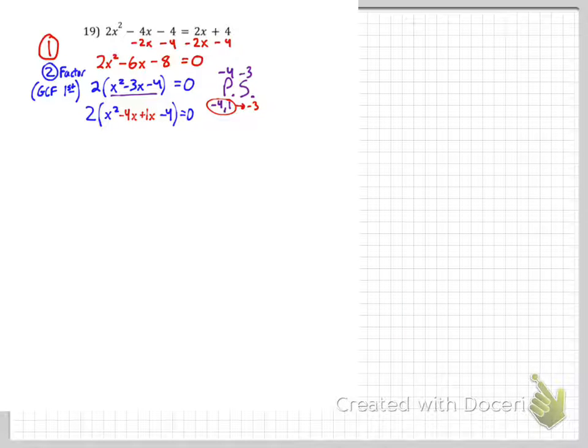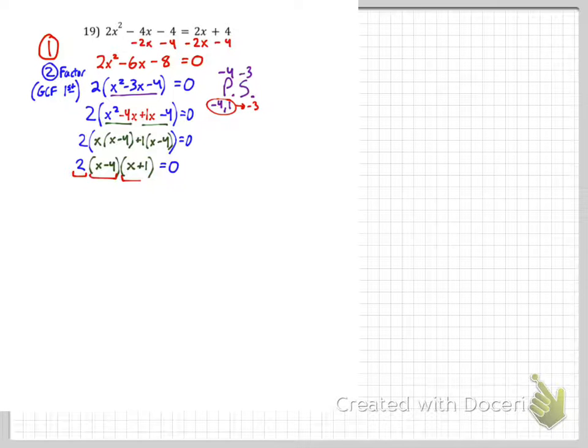We split up negative 3x, find the GCF of the first two, which is x, and find the GCF of the second two, which just happens to be 1. And we get 2 times x minus 4 times x plus 1 equals 0. So we actually have 3 factors to consider here. We have 2, we have x minus 4, and we have x plus 1.